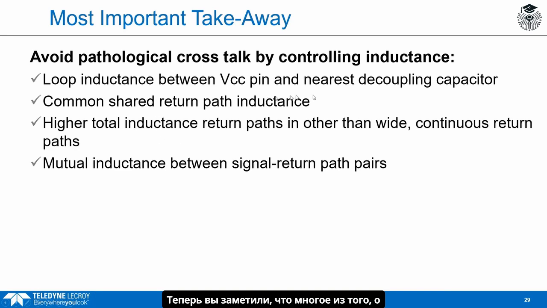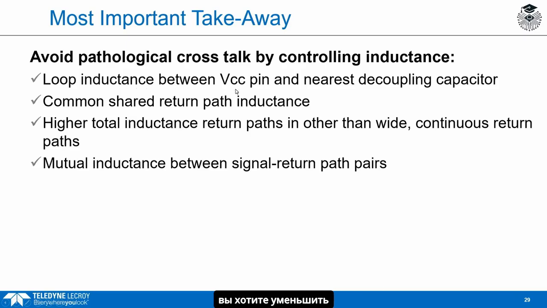Now, you'll notice that so much of what we've talked about today is about inductance. I've shown you 3 examples of kind of pathological crosstalk generated by inductance. And how do we reduce it? It's about engineering lower inductance in the path.